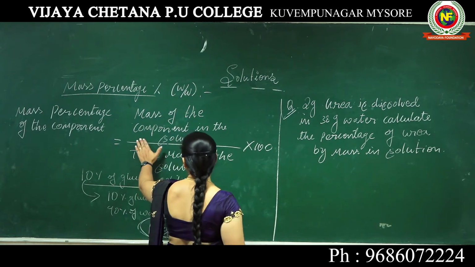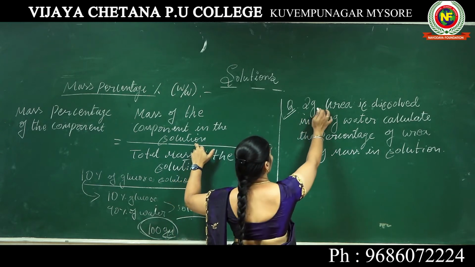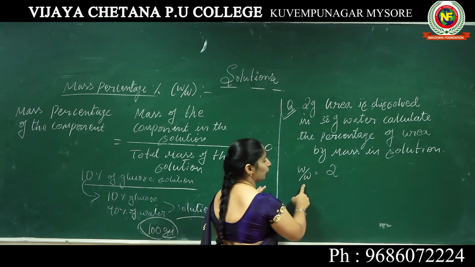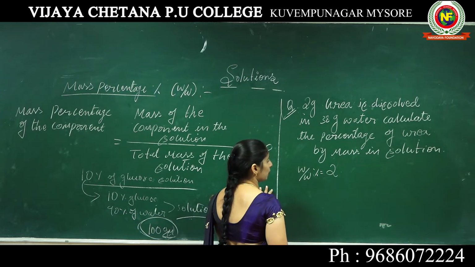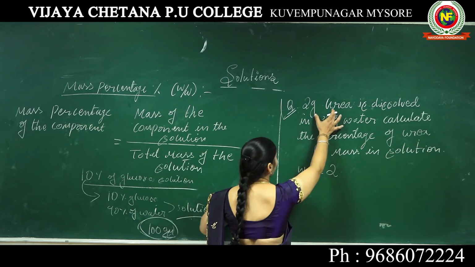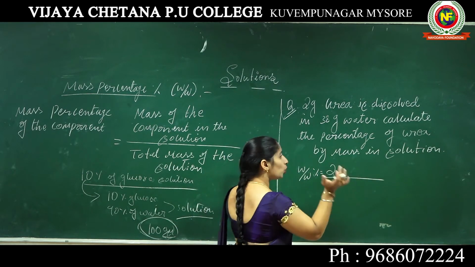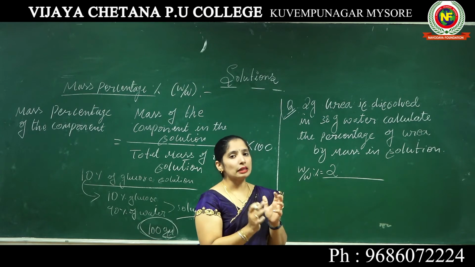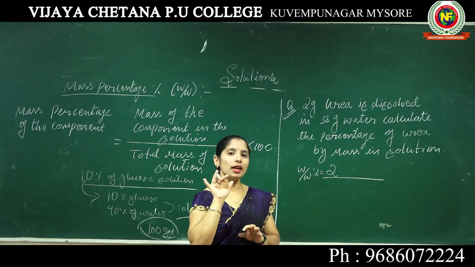So how do we find the mass percentage of the component? First take the mass of the component in the solution. The mass of the component is 2. This is W by W, the mass percentage. So 2 gram is the mass of the component in the solution, then divide by the total mass of the solution. That is, the mass of the solute by the mass of the solution.